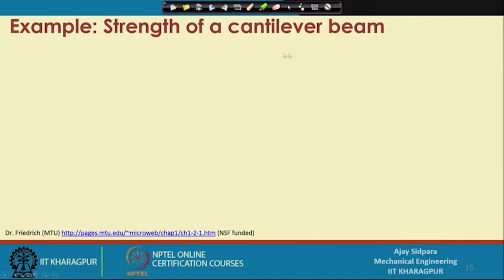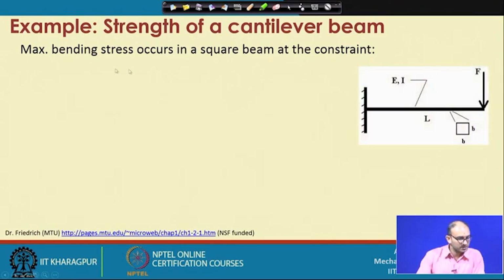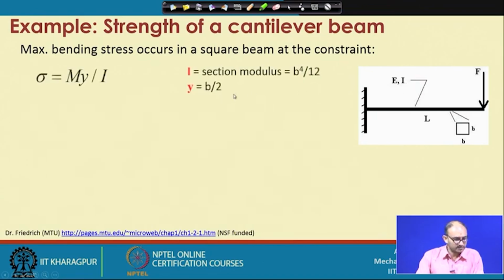Now, strength of a cantilever beam. Let us consider strength, because why are we taking the example of a cantilever? Because a cantilever is a mechanical system, it can be used as a design element when assembling in different parts. So, maximum bending stress occurs in the square beam at the constant. Again we have taken the square beam, cross section is B by B. We are now putting one load at the free end, and the total length of the beam is L, and here is the section modulus.